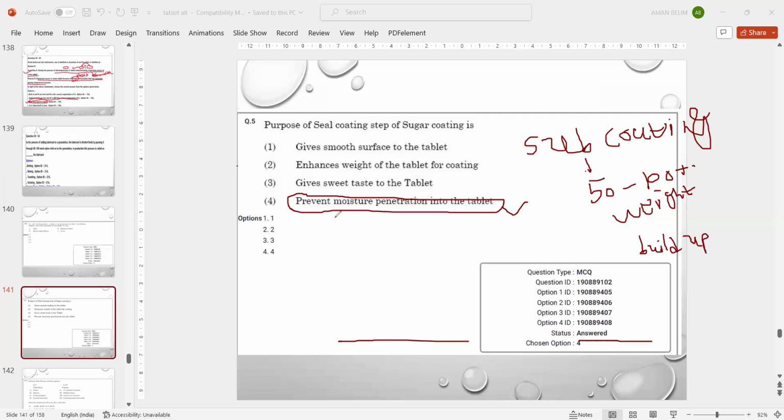And in which step we add a coloring agent in sugar coating? Coloring agent in which step? Yes, syrup coating. Very good. Syrup coating is also known as smoothening, right? Smoothening is also a synonym of syrup coating. And one more thing, which excipient is used for seal coating? Shellac and Zein, right?